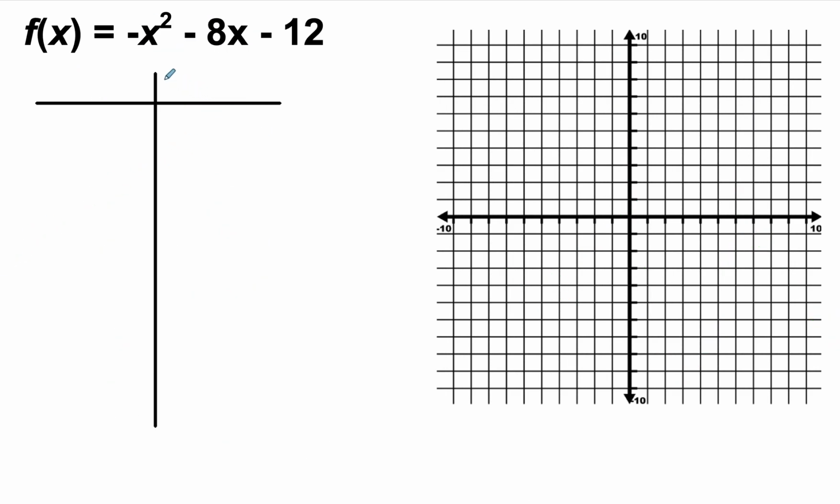All right, so now I have negative x squared minus 8x minus 12. Okay, I'm going to do this one in black. Okay, notice the difference here. We have a negative x squared. So where am I going to start? I should start with 0. Okay, here's the problem. It's always good to start with it. But 0 is negative 12.